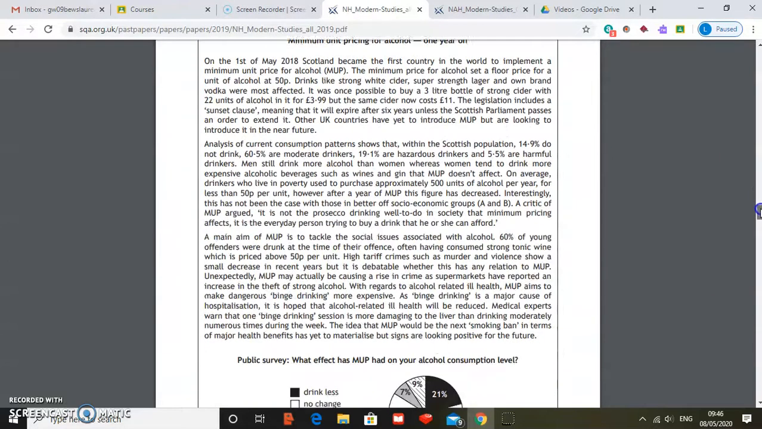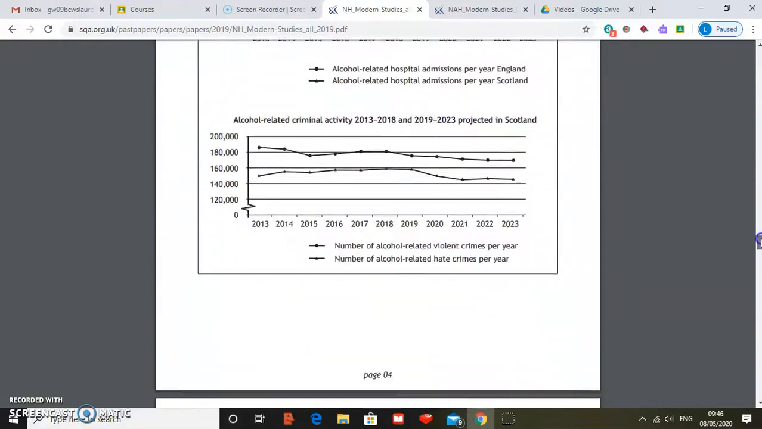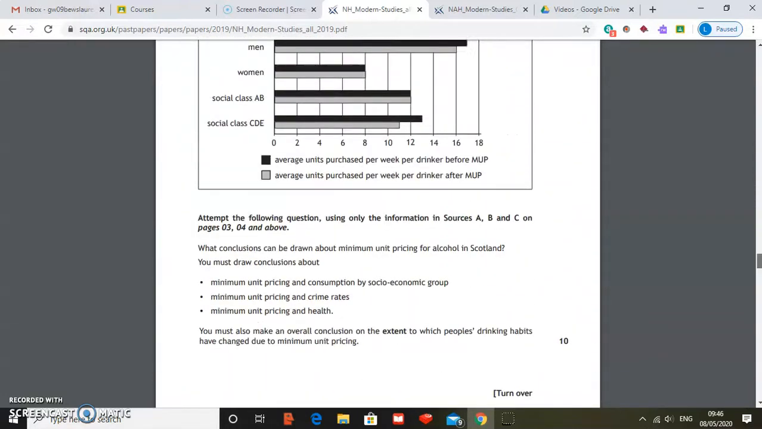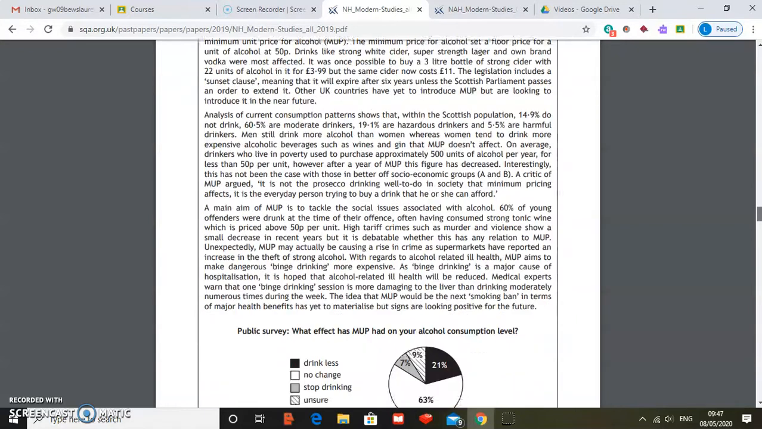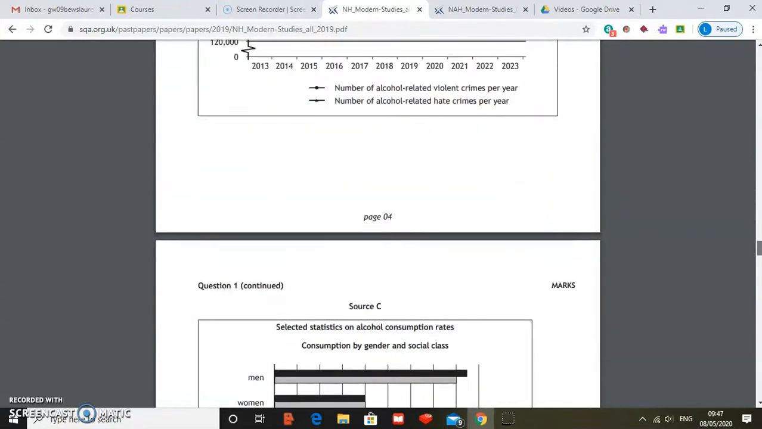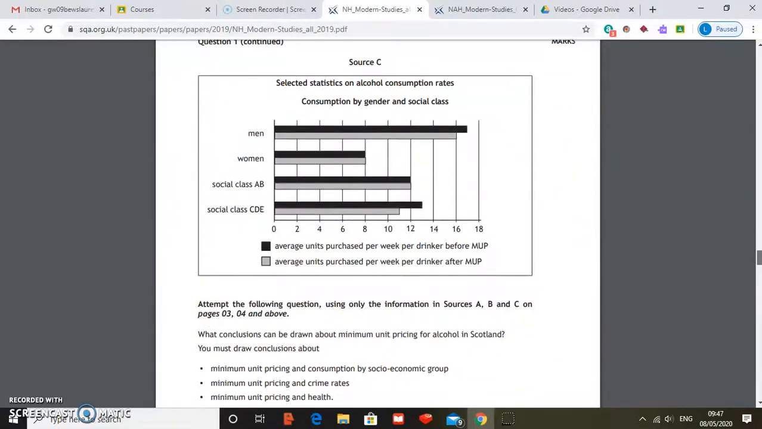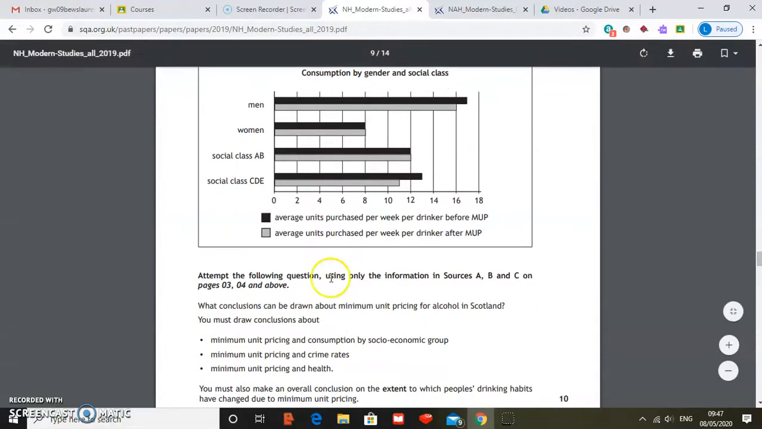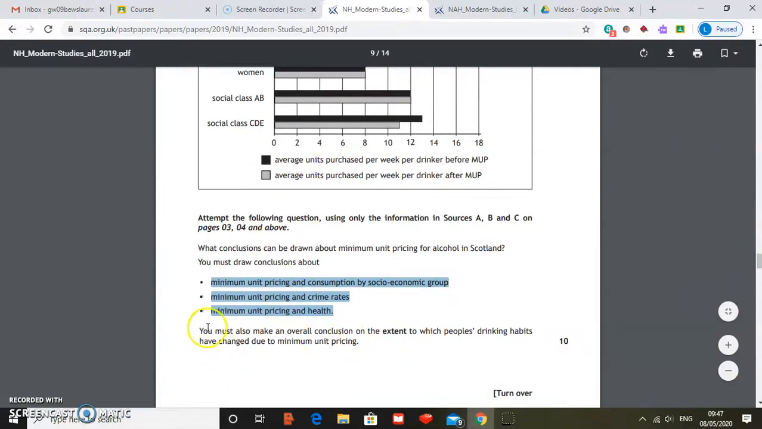Now, what you'll notice is that the questions are done on a double page, or sometimes onto 3 pages. 3 big sources, and we'll talk about how to answer these skill questions in much greater detail when we start looking at them. But the first question is, what conclusions can be drawn about minimum unit pricing for alcohol in Scotland? It even gives you the 3 conclusions it wants you to do. And then you get an overall as well.